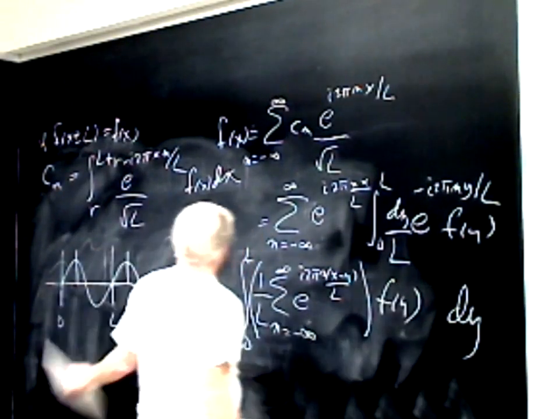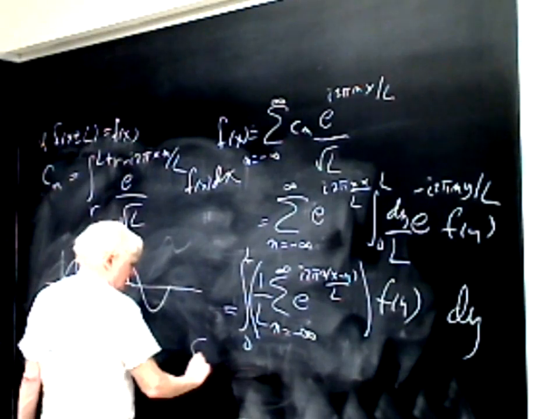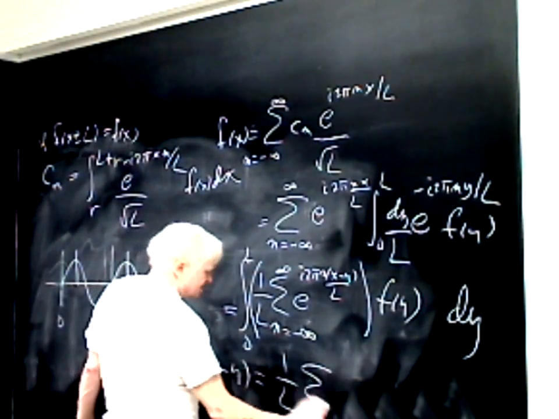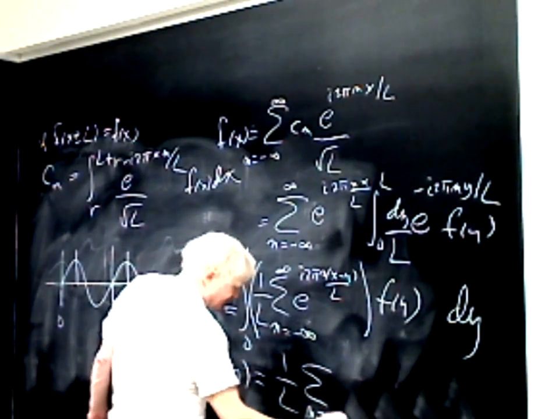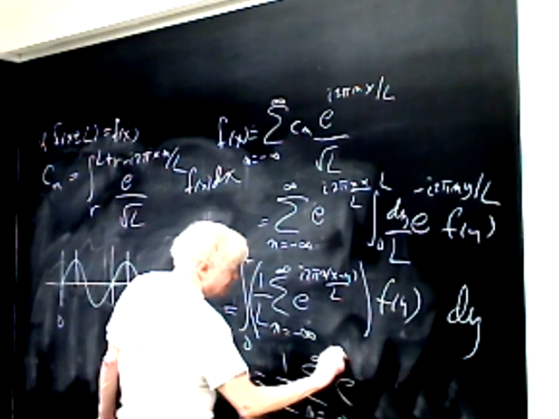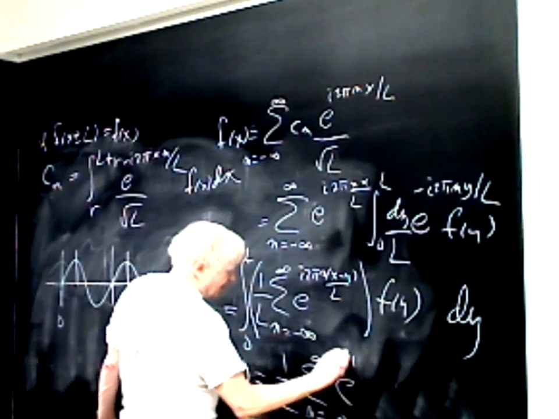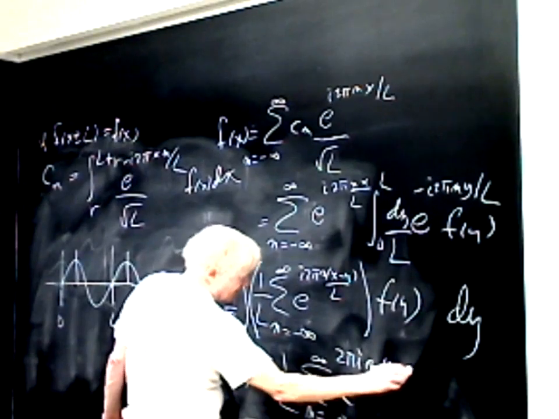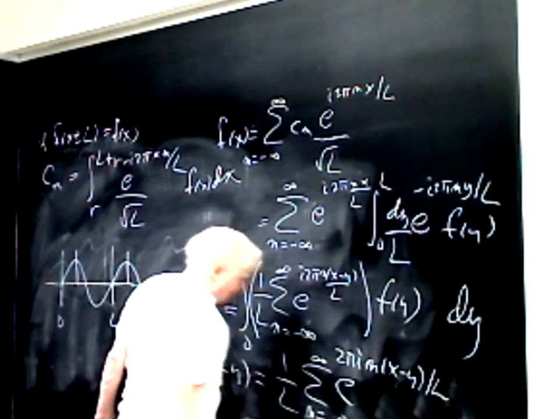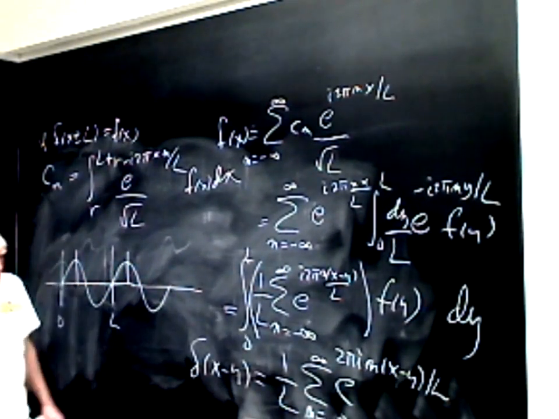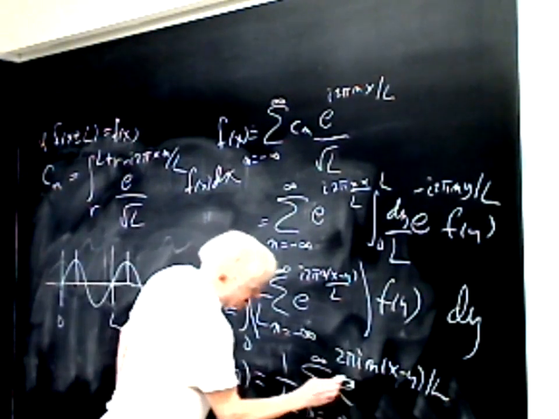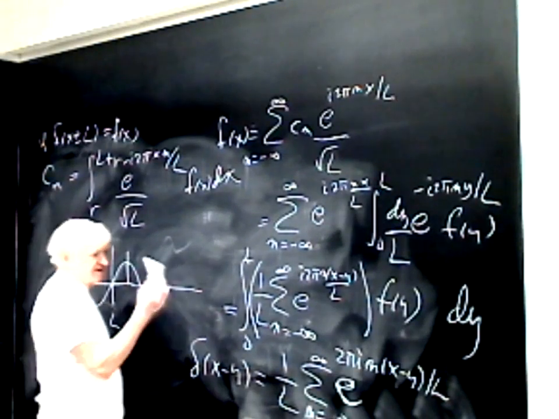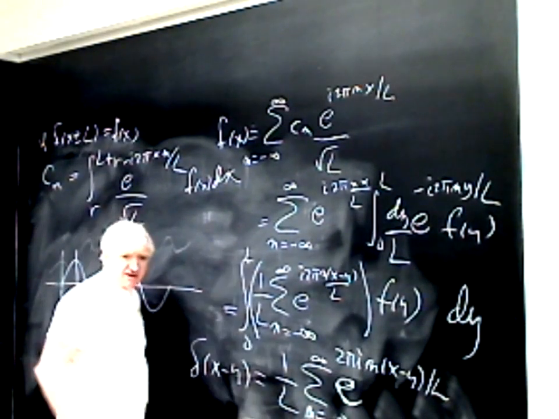f of y dy, and we can say then that delta of x minus y is 1 over L times the sum from n equals minus infinity to plus infinity of e to the 2 pi i n times x minus y over L. So this is the representation then of the Dirac delta function that's appropriate for suitably smooth functions on the interval 0 to L.